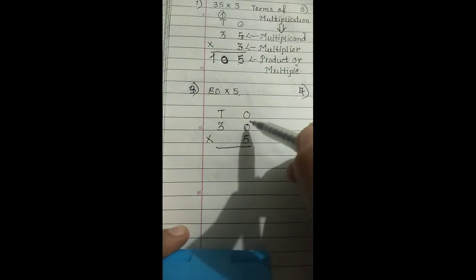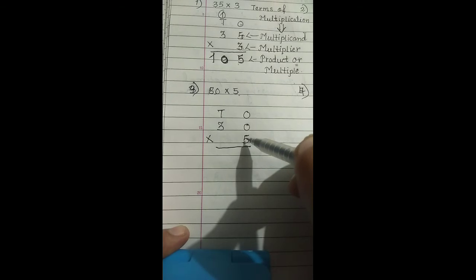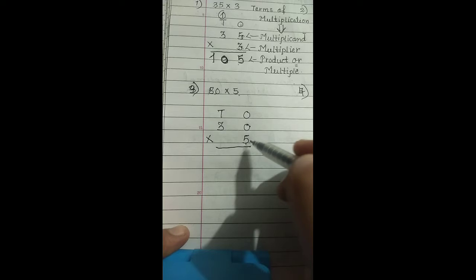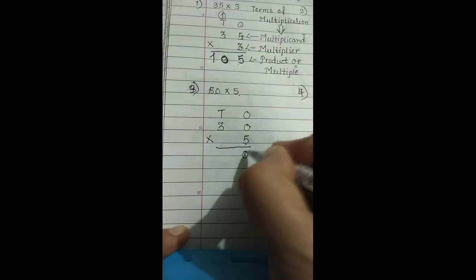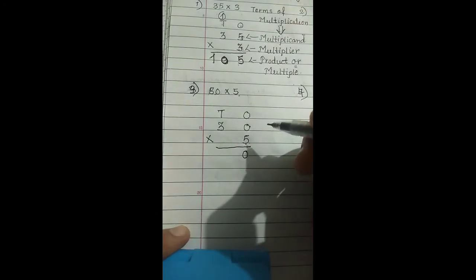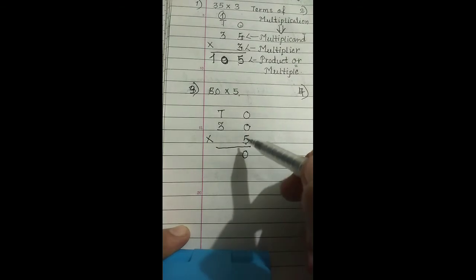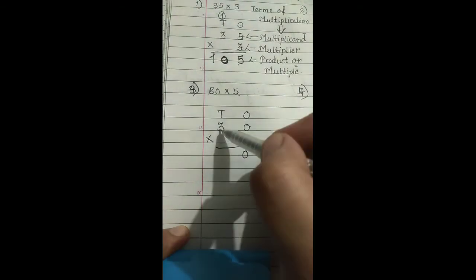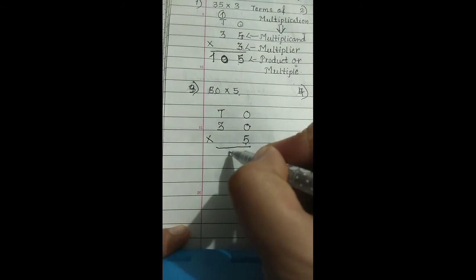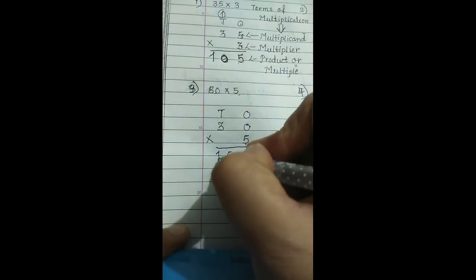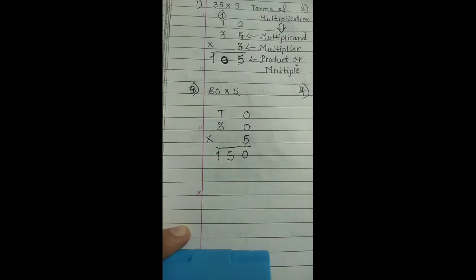Now first we have to start from ones only. So we are going to multiply 0 with 5 first. Okay, so 0 5s are 0, because when we are going to multiply any number with 0, the answer is always 0. Okay students, now in the next steps we are going to multiply 5 with 3, that means with tens place digit. So 5 3s are 15. So we have to write 5 here and 1 goes up, but there is no digit, so write 1 here. So our answer is 150.